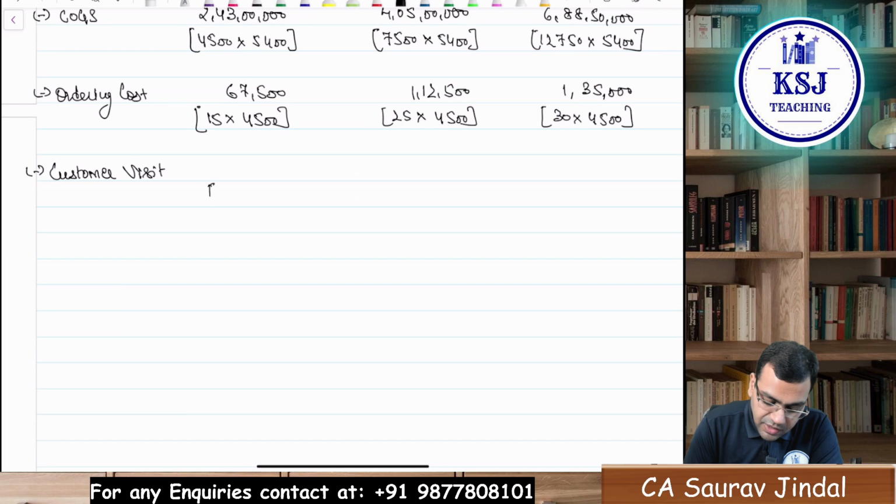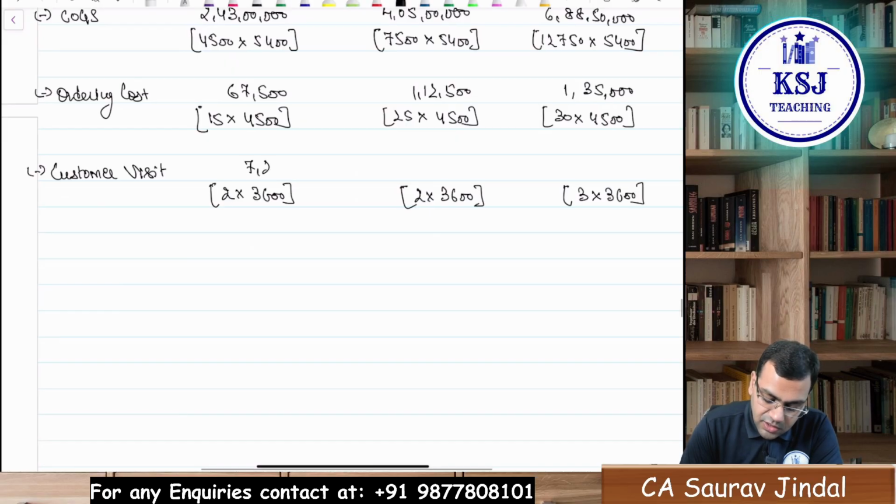So for customer visit, it will be 2 visits. For every one visit, the cost is 3,600. Here for D also it is 2 multiplied by 3,600, and here it will be 3 multiplied by 3,600. So it will be 7,200. For D also 7,200. For E it is 10,800. Clear? Customer visit cost done, sir.